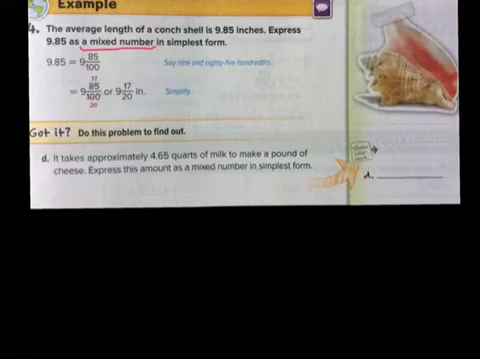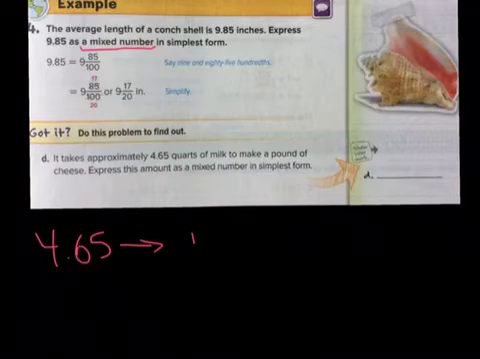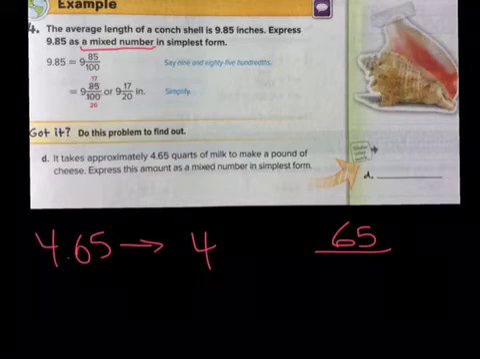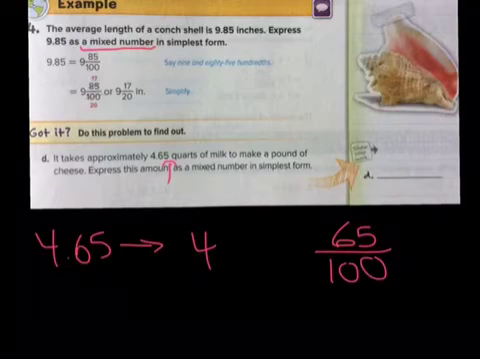Okay, let's express it. I have 4.65. I'm going to again separate my whole number at the 4, and I'm going to write my fraction right over here. We know that the second number ends on the hundredths place, so it's over 100. Again, find the greatest common factor and divide by that. I think right now it's 5, but I'm not 100% sure.